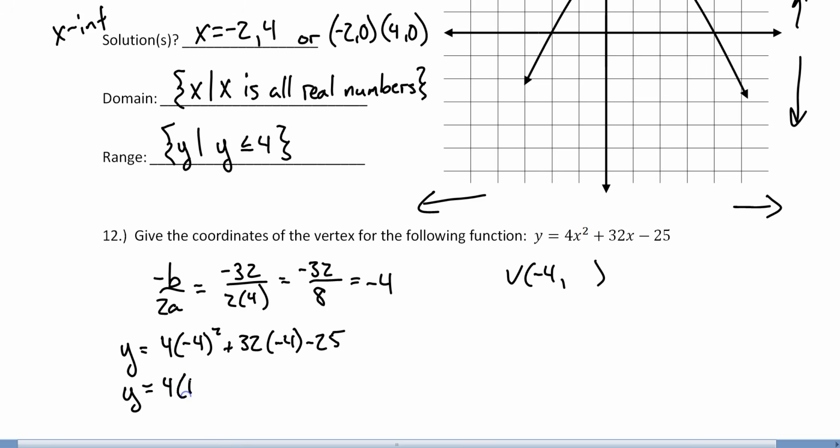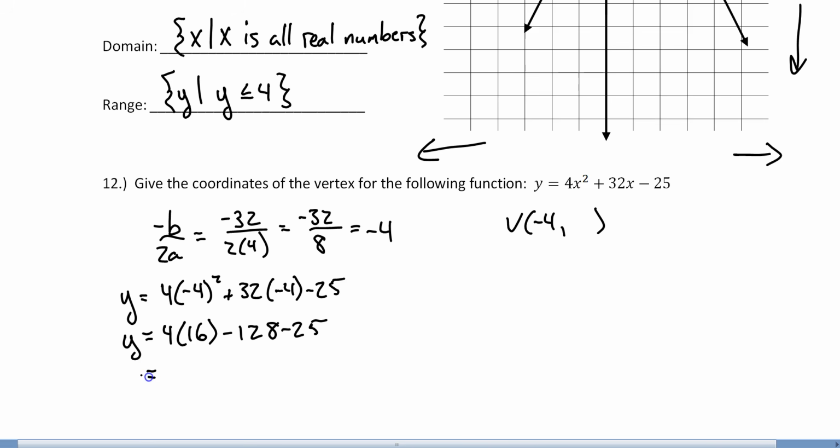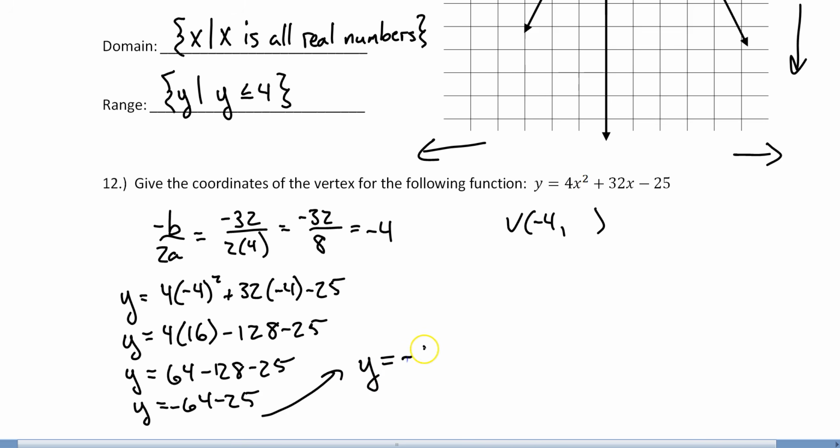So that's 4 times 16. That's going to be minus 128. And now if I continue, let me scroll down just a little bit to simplify. Here I get 64 minus the 128, which is negative 64 minus 25. And so I find out that my y value equals negative 89. So that's my vertex, negative 4, negative 89. And that's it. Opposite of b over 2a gives me the x. Plug it back in to get the y. All right, that's vertex.